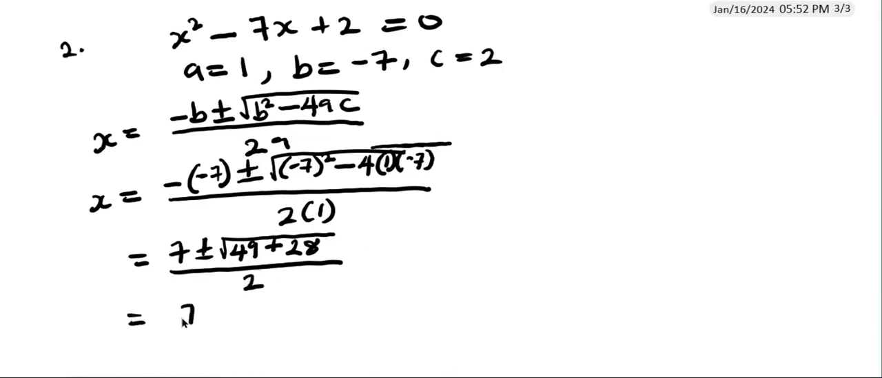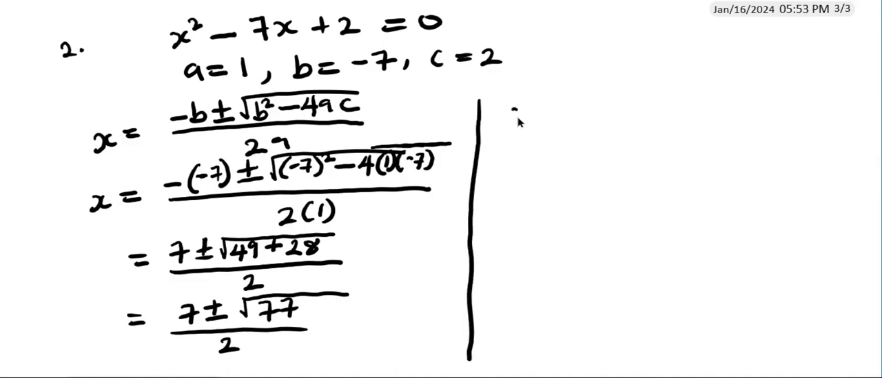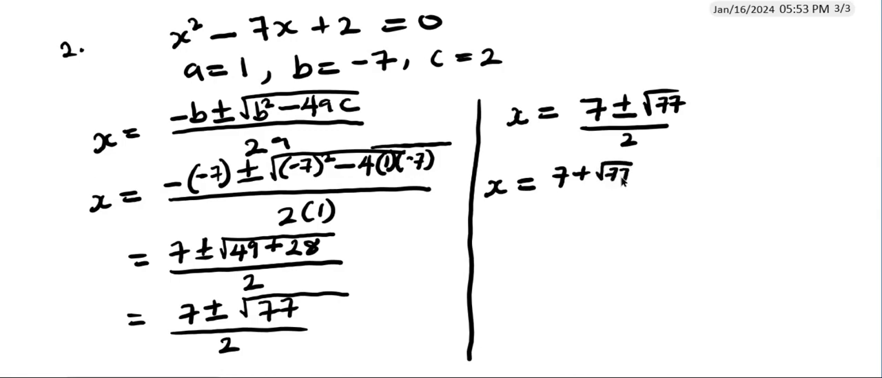So the next thing I have there is 7 plus or minus the square root of 49 plus 28. 49 plus 28 will give us 77, all over 2. So let's come here and finish that. So x will give us 7 plus or minus the square root of 77 over 2. When you separate this plus or minus, you have that x equals 7 plus the square root of 77 over 2, or that x equals 7 minus the square root of 77 over 2.